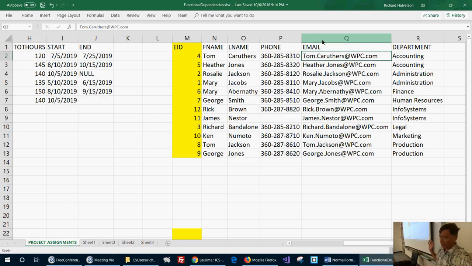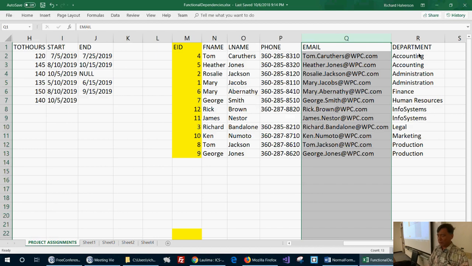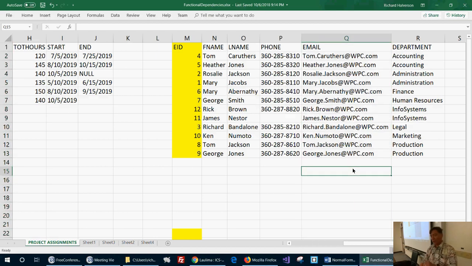Everyone's got an email address, a unique email address. There's no sharing. So the email can determine the first name and the last name. And these don't have anything to do with the key. Although it looks like this could be a candidate key then. Okay, anyway, we'll get to that.